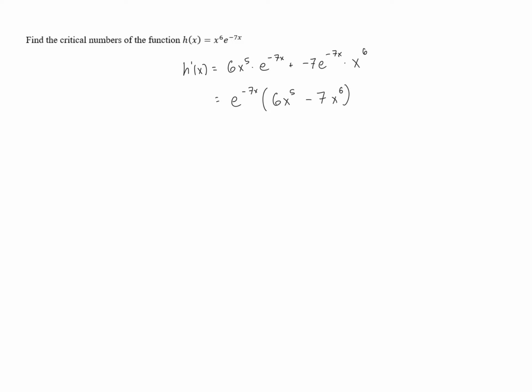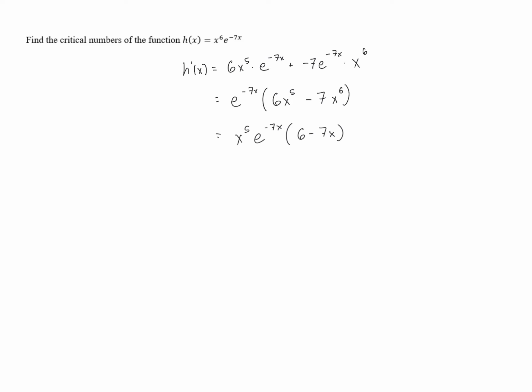And it looks like we can pull out an x to the fifth here as well from each of those. So we've got x to the fifth times e to the negative 7x times, when we pull out an x to the fifth, that's going to be 6 minus 7x. And we want to know when this is equal to 0 or undefined.